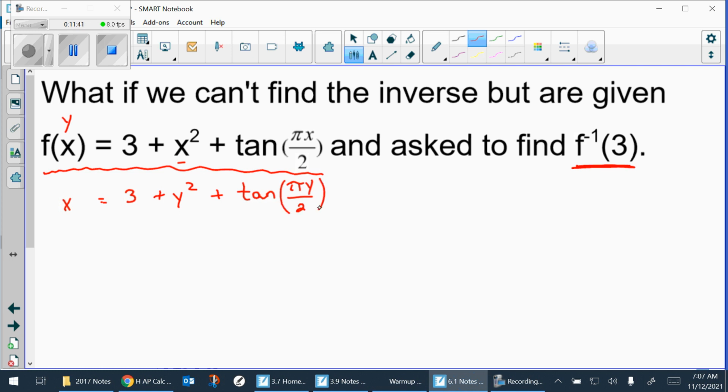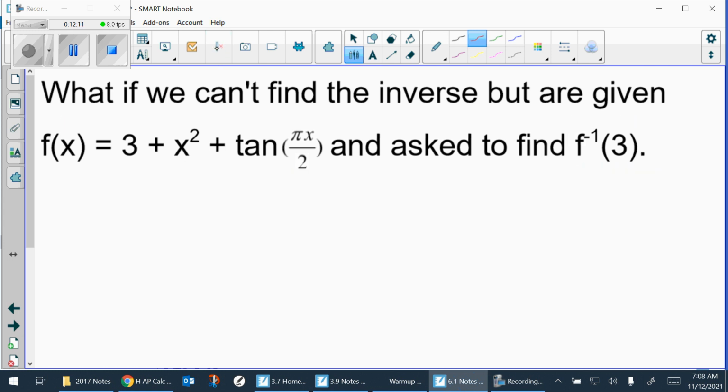Now, let's solve for y. Well, you'd look at that and you'd say, you're out of your mind. There's no way I can get y all by itself. And you're correct. You can't get y by itself. And if you can't get y by itself, then how the heck are you going to evaluate this inverse, which you can't even find at 3? And yet you're going to be asked to do just that.